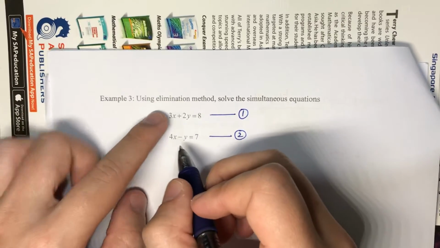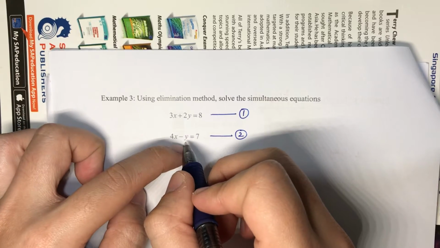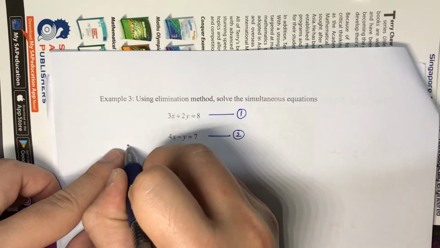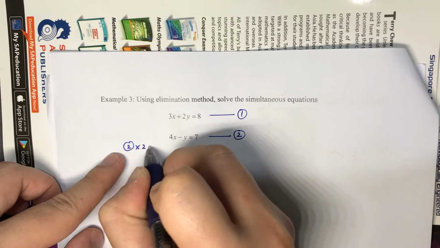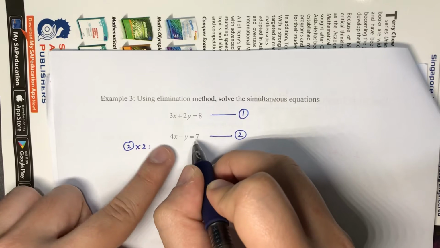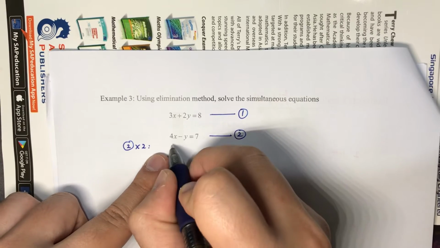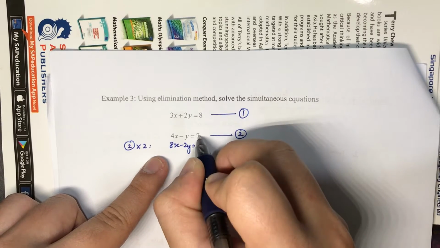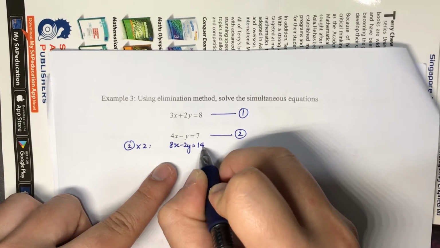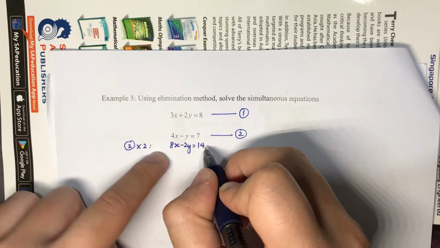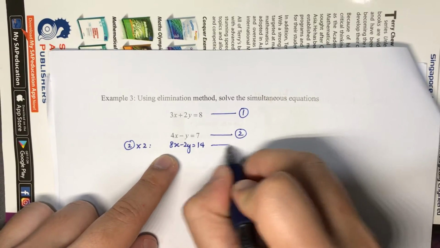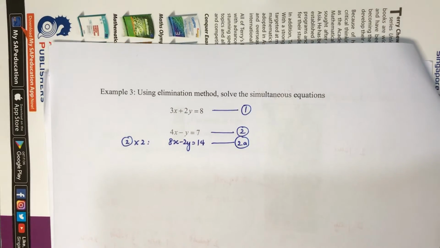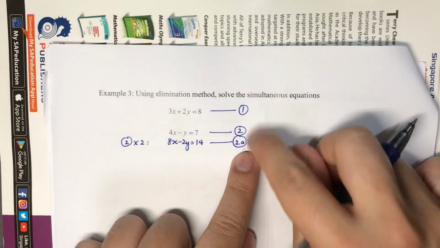Not so easy, but the 1y we can make become 2y. So what we're going to do is take equation 2 and multiply this by 2. When I multiply everything by 2, 4x will become 8x, minus 1y will become minus 2y, 7 times 2 will become 14. So I take everything and multiply by 2 to get this. This one I call equation 2a because it comes from equation 2. So using this I will have 2a and 1.